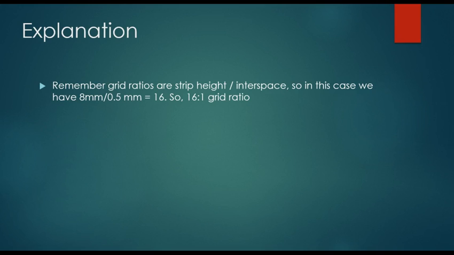Now, grid ratios. These things are easy to compute, but you just have to remember what you're talking about. Those little lead strips have a height, and they're usually anywhere from 3 to 8 millimeters in height. And then you have to figure in the interspace. How far of a distance is it between those strips? And these things are usually packed together pretty darn tight. So in this case, we have 8 millimeters divided by 0.5, and if you do that on your calculator, you'll figure out that it's 16. So 16 to 1.